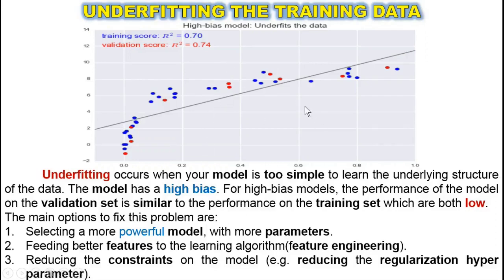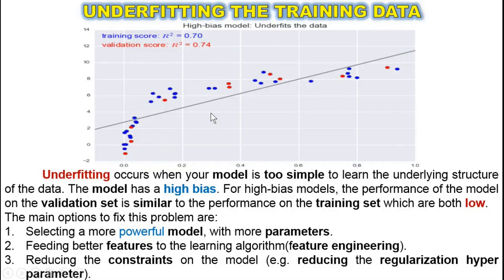If we look at this graph or figure, the coefficient of determination, or R square, of the training is similar to the cross-validation, which are both low. Therefore, the model has high bias and underfits the data.